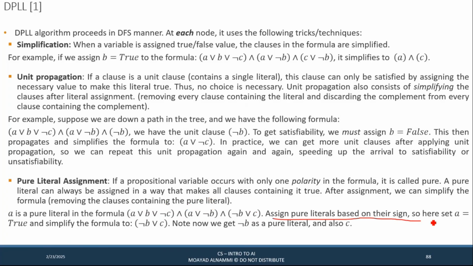So assign pure literals based on their sign. So here set A equals true. If it was negative, we'd assign it to false. Simplify the formula to not B or C. Note that we now get not B as a pure literal and also not C. So we can even continue pure literal assignment again and again and again. So these are the three tricks.